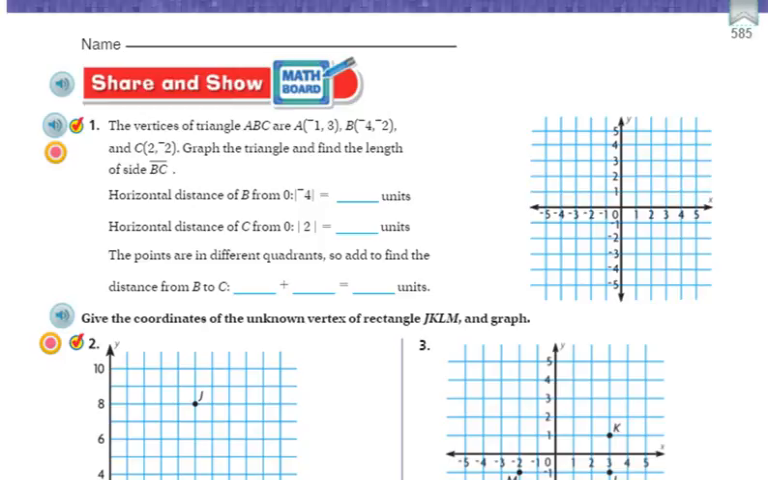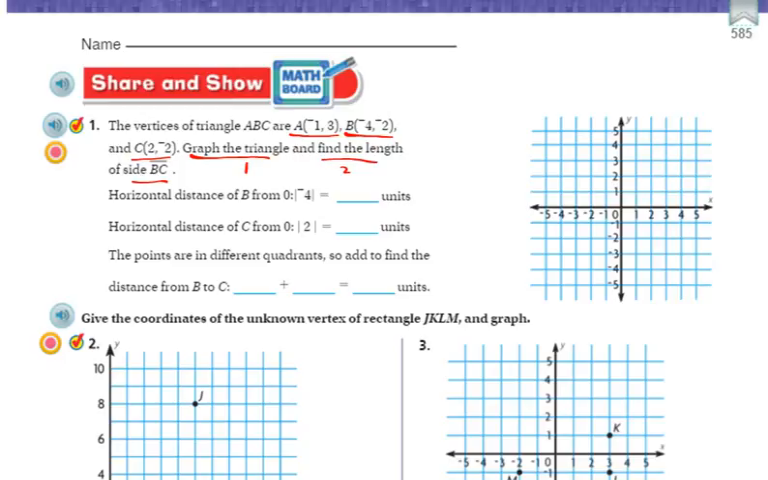The vertices of triangle ABC are A equals -1, 3, B equals -4, -2, and C equals 2, -2. Graph the triangle, step 1, and find the length of BC, step 2. So you have 2 things we want to accomplish here. Let's start by graphing the triangle. We are going to graph A, B, and C.